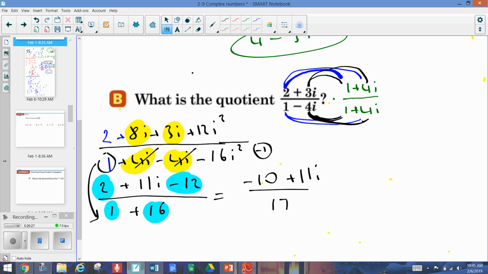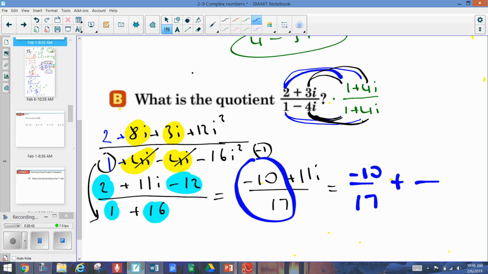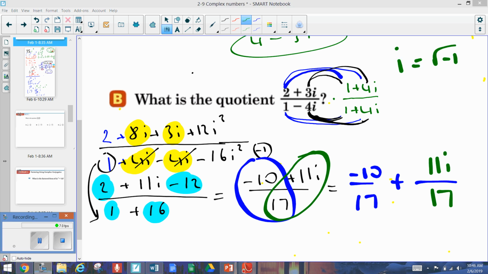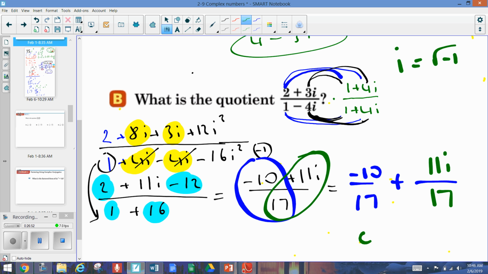Is that in the standard form, a plus bi? No. So that's why I'm going to do this. I'll write these separately. Negative 10 over 17 plus, exactly, now it's in standard form, a plus bi.